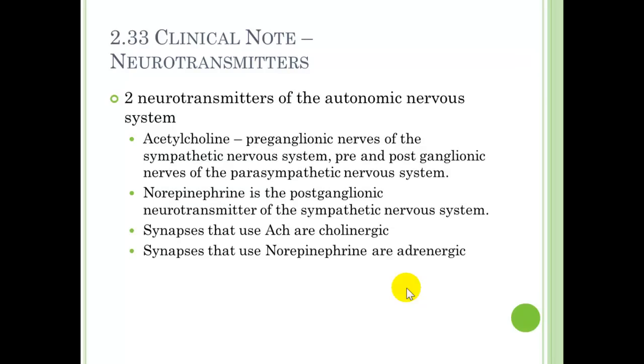Clinical note: neurotransmitters. Two neurotransmitters of the autonomic nervous system. These are essential that you know these. One of them is acetylcholine. Preganglionic nerves of the sympathetic nervous system, pre and post-ganglionic nerves of the parasympathetic nervous system. Now, just to elaborate on this, whenever we're talking about the parasympathetic nervous system, it is on the pre and the post side that accepts acetylcholine.